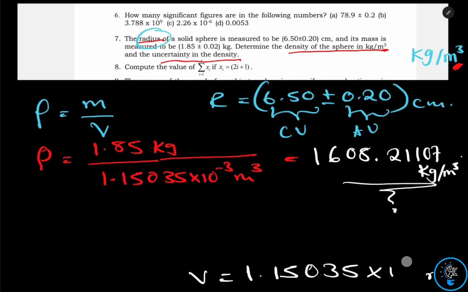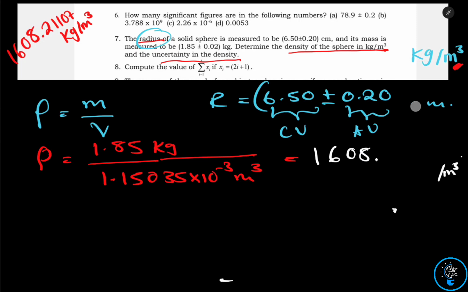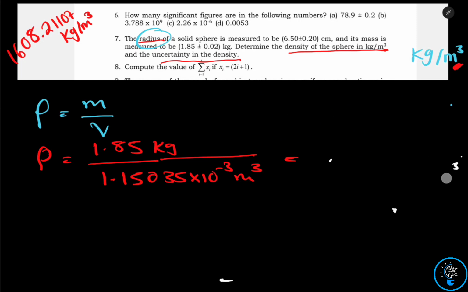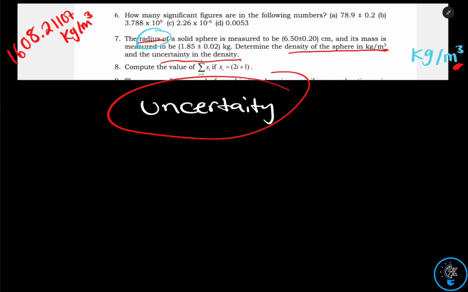Okay, let's jump to the last part. So we need this value. So I'll write it there. We need this value. Let me actually round it off to 1608. Okay, I'll just write it in full, and we'll do the rounding off at the end. Kg per meter cubed. Now let's get rid of everything. Okay, let's now find the uncertainty. So to find the uncertainty, you need to know the following.